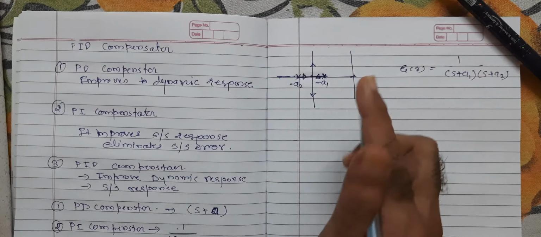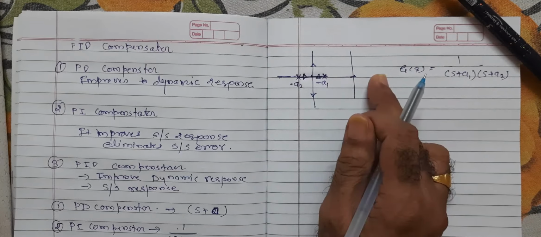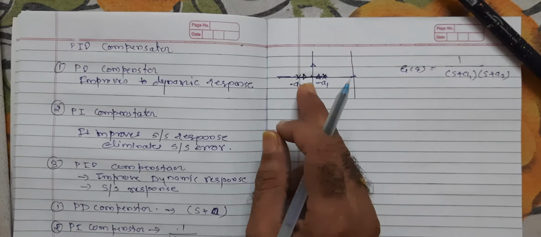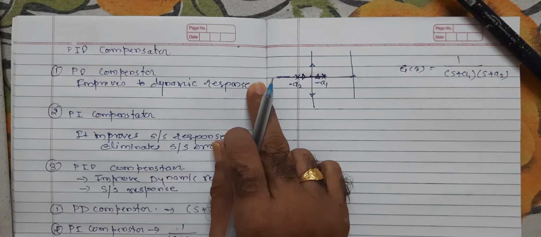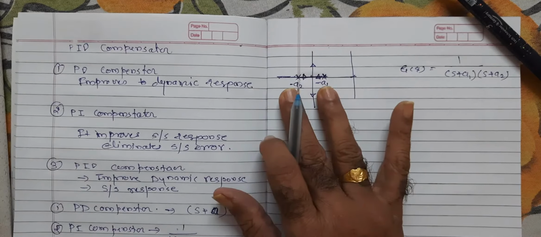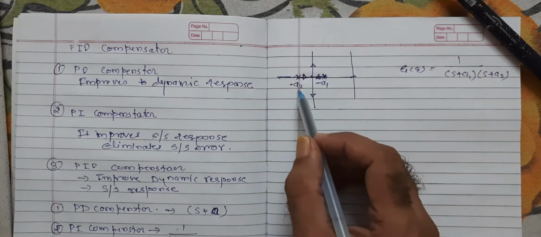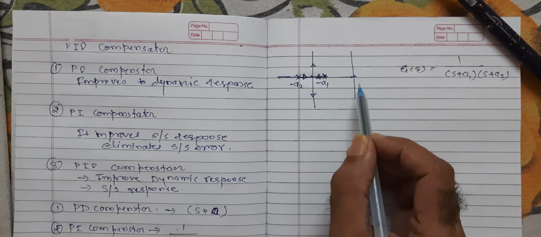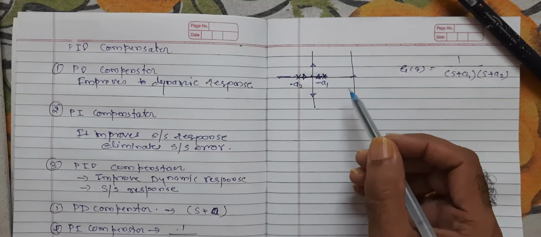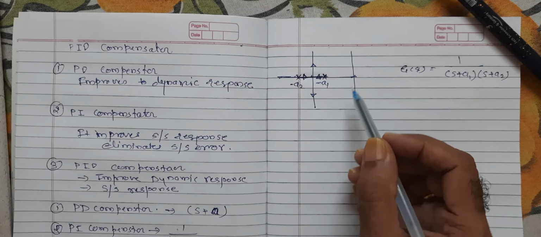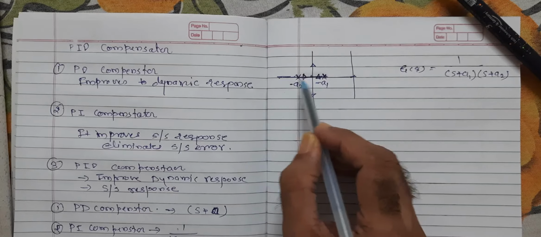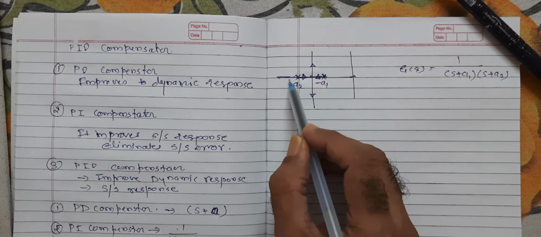Two poles are there. To the right of the first pole there is no root locus, and to the left of minus a2 there will not be any root locus. Between a1 and a2 the root locus exists, because to the left of a2 there is only one pole, which is an odd number. So we can say that a root locus exists between minus a1 and minus a2.